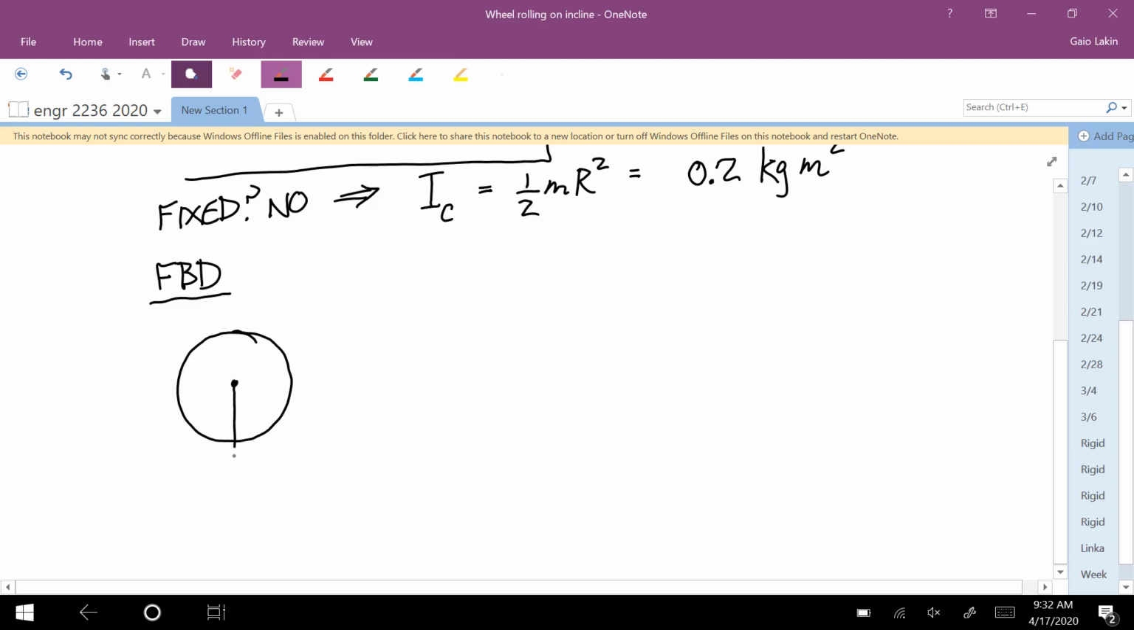So there's a weight force down. This has a mass of 10, so this is 98.1. And there's a normal force. And there's one more thing going on that has to be going on for this to rotate. There has to be friction with the surface. If there's no friction, this will just slide down. So we won't get rolling without slipping. It'll just slip down like a block of ice.